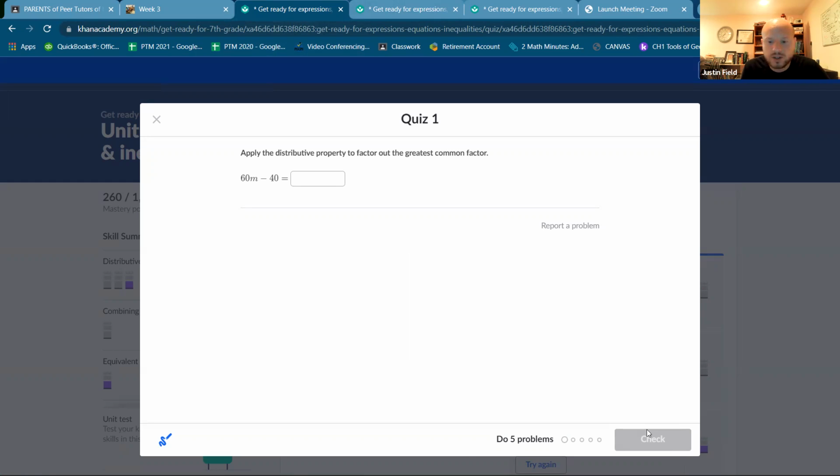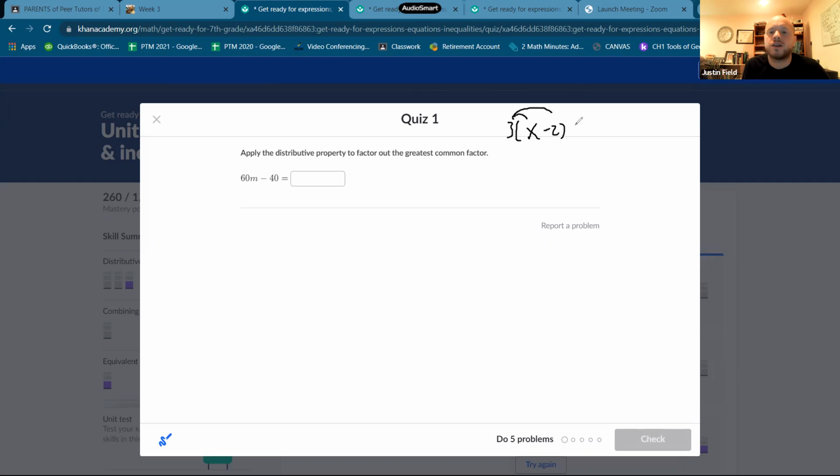So the distributive property is when you have a number in front of parentheses. So like 3 times (x minus 2). And then I would multiply the terms inside of the parentheses. So 3 times x is 3x. 3 times 2 is 6. That's the distributive property. Let me write that down. Distribute.